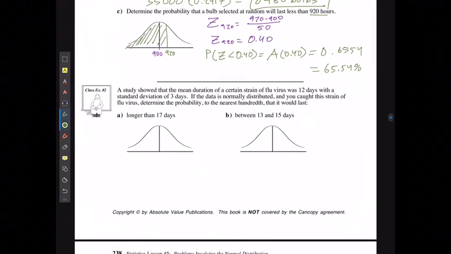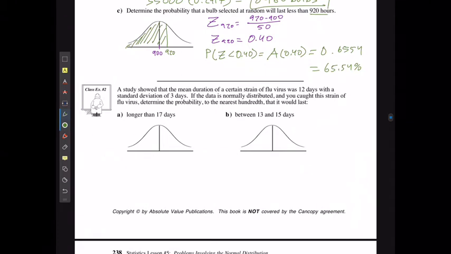For example 2, a study showed that the mean duration of a certain strain of flu virus was 12 days, with a standard deviation of 3 days. If the data is normally distributed and you caught the strain of the flu virus, determine the probability to the nearest hundredth that it would last either longer than 17 days or between 13 and 15 days.